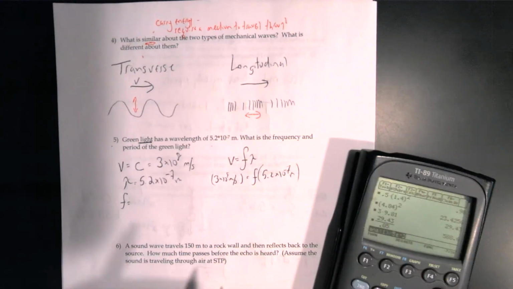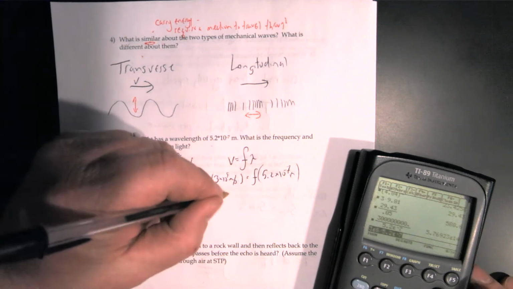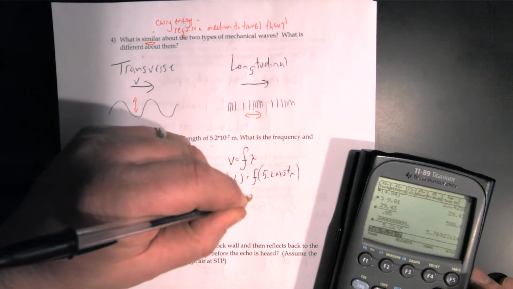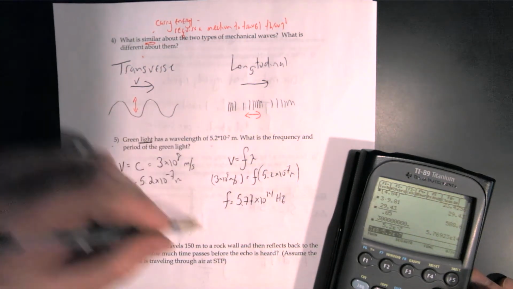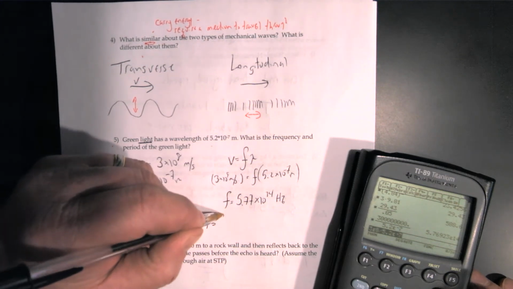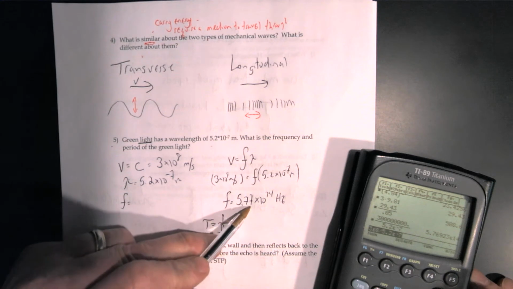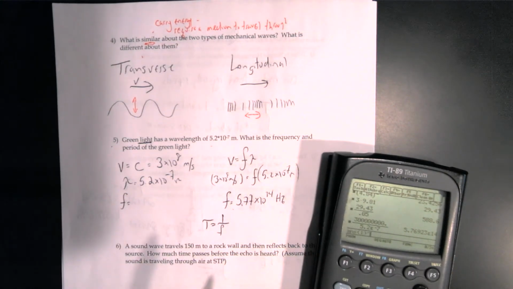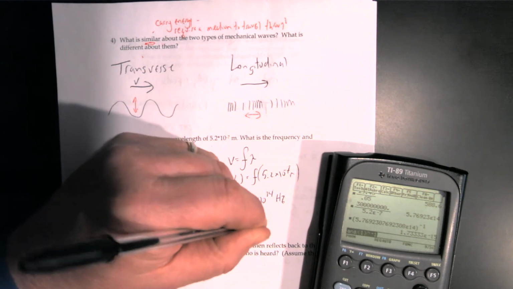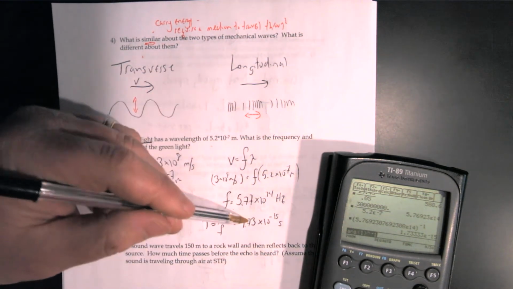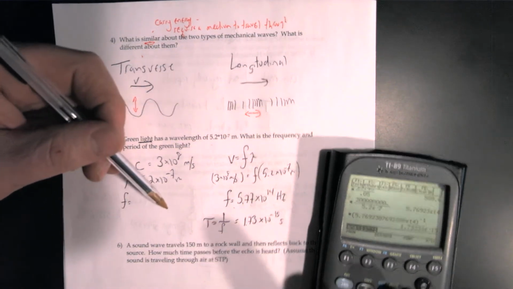So if I crunch this in, it's going to be 3e8 divided by the 5.2e-7, and that's going to give me a frequency of 5.77 times 10 to the 14th hertz. Now that's our frequency. If we want to find the period, my period is equal to 1 over the frequency. So all I would do is take the 5.77 times 10 to the 14th and raise that to the -1, or do 1 divided by that. It's going to be the same thing. My period is going to end up being 1.73 times 10 to the -15th seconds. So that's the amount of time it takes for one vibration or one oscillation.